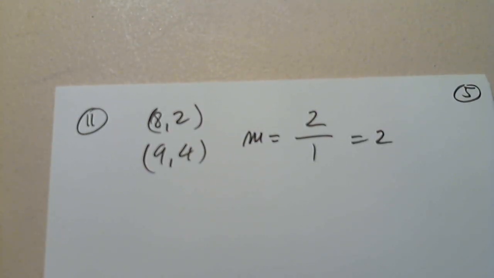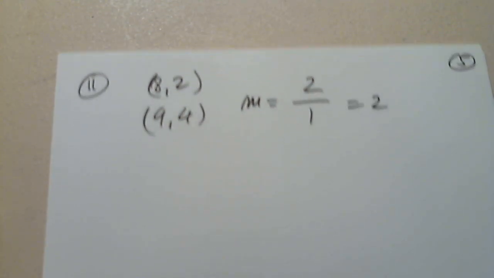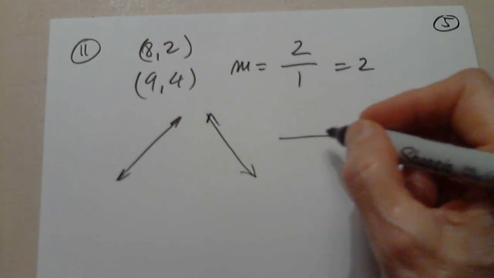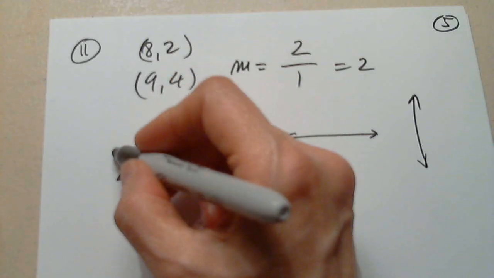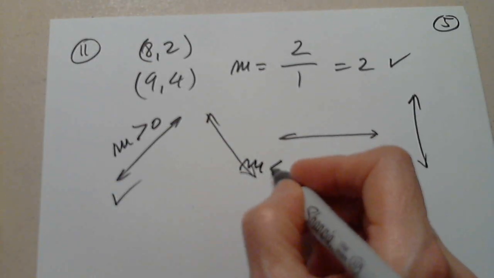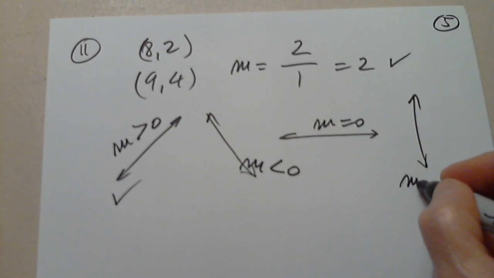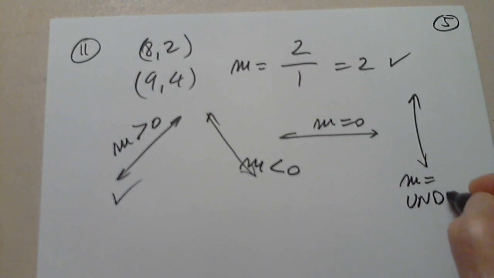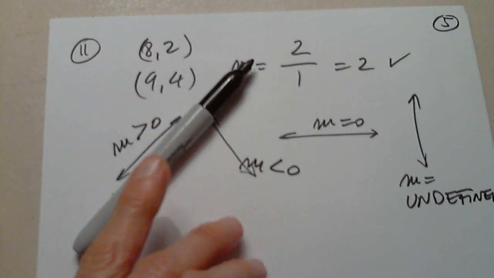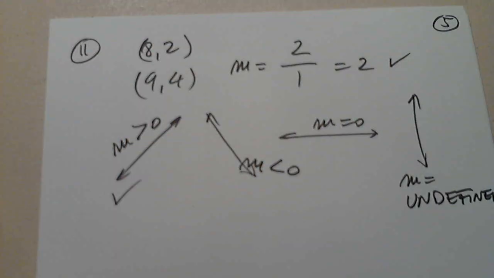Let's see what they want. So the slope is 2. Then indicate whether the line through the points rises, falls, is horizontal or vertical. Okay, so not a problem. So we have, if you remember, 4 types of lines. This has a positive slope, this has a negative slope, this has slope 0, and this has no slope, undefined. Since it's a positive slope, it looks like this. It rises from left to right. That's all.